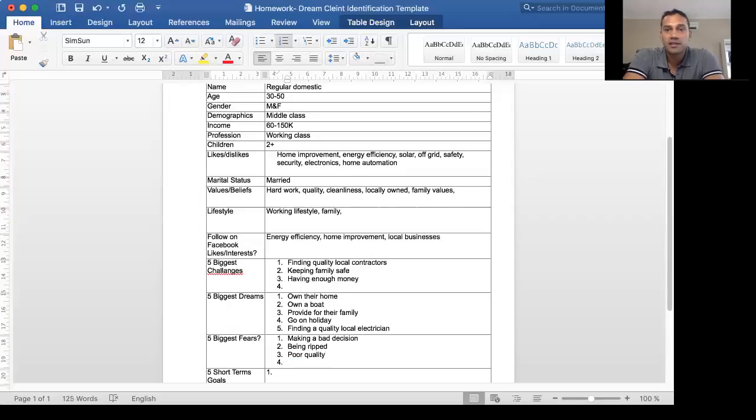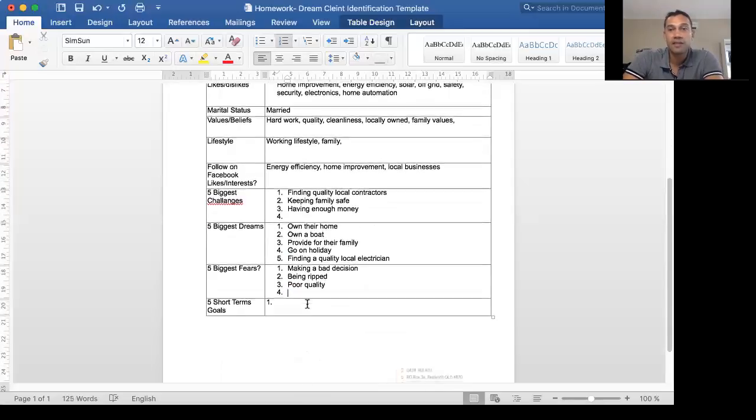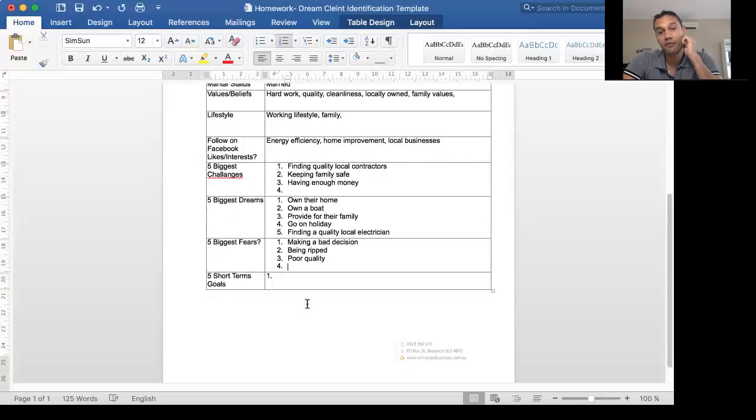Other things they're scared for. What are their biggest fears in their life? Like, they're scared they can't provide for their family. They're scared for so many things. So what are some of their short-term goals? These people want to, I don't know, save money. They want to save money.